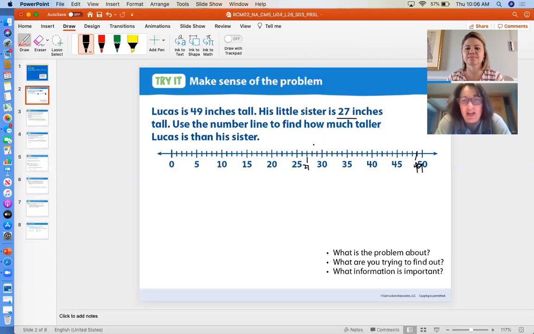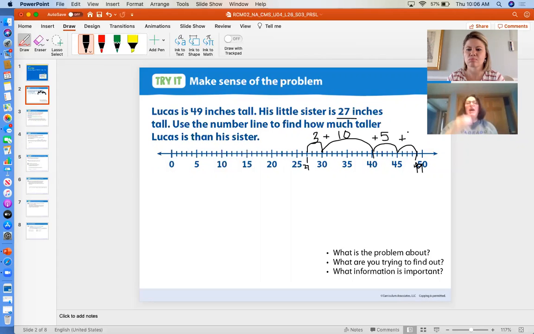Yep. So let's start at 27, go to our next 10, which would be 30. So that's 3. Then let's start at 30 to 40. Yep. Which would be another 10. And then 40, probably 45 if I was doing it. Another 5. And then from 45 to 49 is another 4.